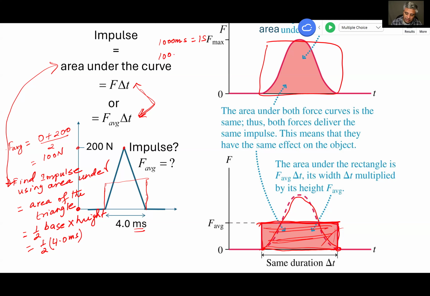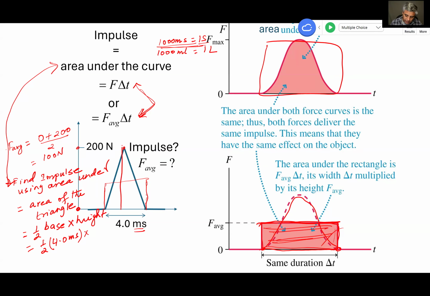Just like 1,000 milliliter is 1 liter, right? Just like 1,000 gram is 1 kilogram. Kind of a similar conversion here. 1,000 millisecond is 1 second. So that means there are 1,000 milliseconds in 1 second. Here we don't need that conversion factor. I'll just leave the answer in terms of milliseconds.